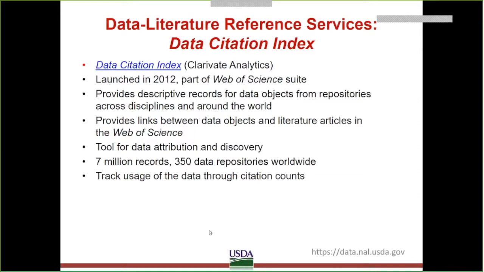Another well-established reference service for data literature linking is the Data Citation Index, which is an important resource for the academic literature in Web of Science. They are working with over 300 repositories worldwide in many disciplines, and it allows tracking the usage of the data through citation counts. So we plan to look into that as another source of citation information.